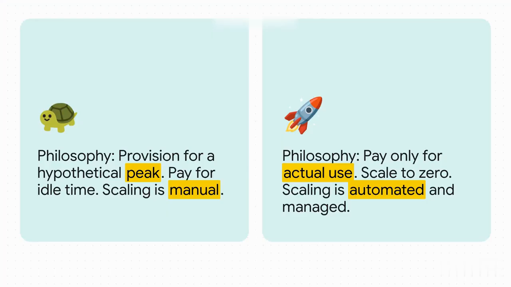And this right here, this slide just lays out the massive philosophical shift. On the left, in the trap, you're paying for capacity you might need. You're paying for idle. On the right, the cloud-native way, you pay only for what you actually use, with the incredible ability to scale all the way down to zero. You go from manual panic to automated managed elegance.